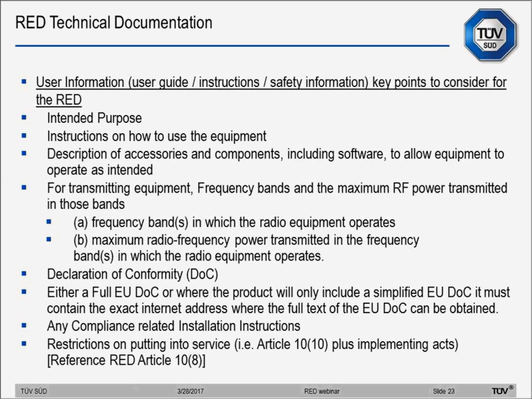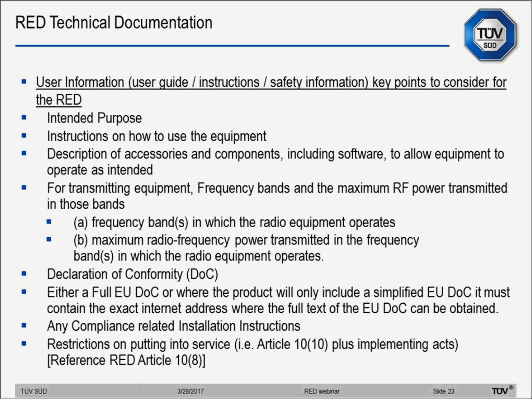User information has changed between the two directives. You need to consider the intended purpose. Obviously, you need instructions on how to use the equipment. That's common between them. But a difference in the RED is that you now need to consider a description of accessories and components, including software, to allow the equipment to operate as intended. A further difference is that for transmitting equipment, the user guide needs to include a list of frequency bands and the maximum RF power transmitted in those bands.